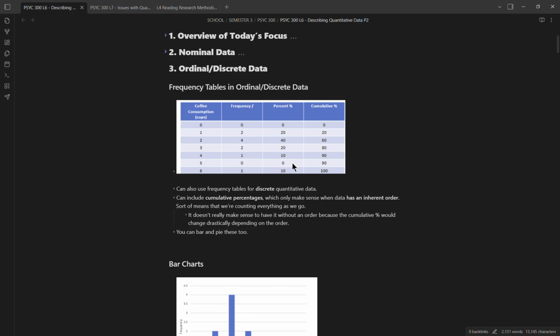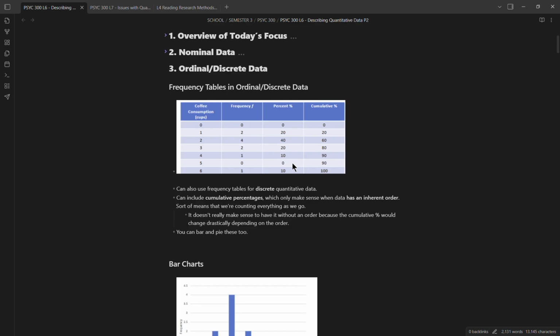If you look at the screen, when it comes to having zero coffee cups, it's all zeros. But once we have one coffee cup, there were 2 people that had 1 coffee cup. So 20% of our data is those people, and so we're at 20% total. But in our next row here, we're looking at the number of people who had 2 coffee cups, and it looks like 4 people had 2 coffee cups.